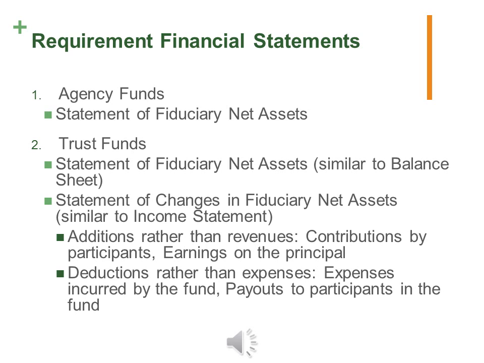And the labels of the different sections of the statement of changes in fiduciary net assets are additions rather than revenues. And these additions are contributions by participants or earnings on the principal. And the deductions section, instead of expenses, these are expenses that are incurred by the fund, like management fees, things like that, investment management fees, as well as payouts to the participants in the fund.